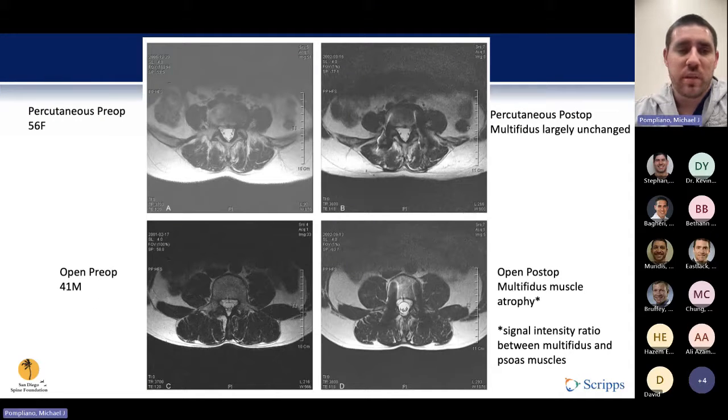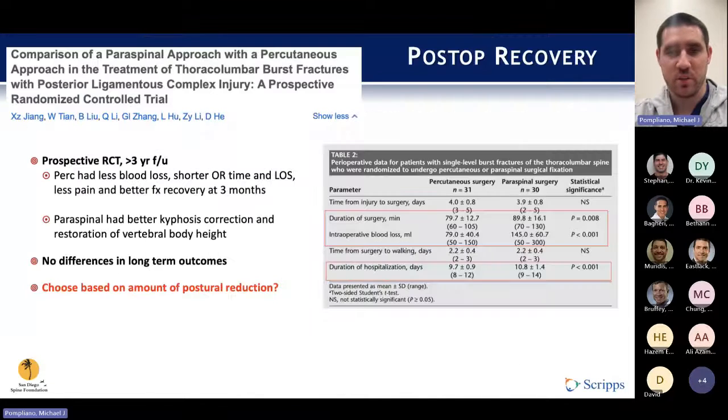These are the MRIs that they used. You can see on the top is the percutaneous group, and then on the bottom is the open group. They compared signal intensity between the multifidus and the psoas muscle. Their key finding is in the bottom right. You can see a little bit of increased multifidus muscle signal, specifically on the left side, and that was in the open group. No difference in trunk extension strength.